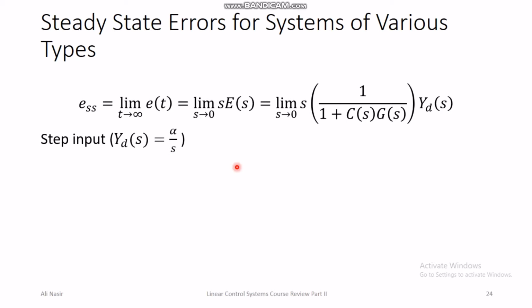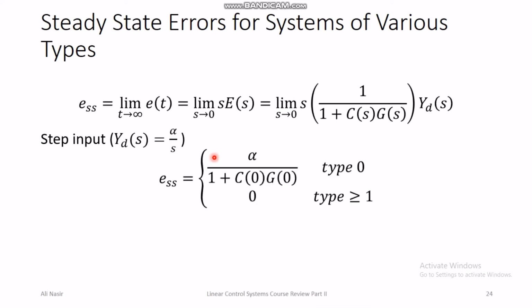If you have a step input, that means Y_D is 1 over s, or alpha over s in general. Then you can plug in the value of Y_D, and the steady state error turns out to be, if the system is of type 0, alpha over 1 plus C(0)G(0). If the system has type greater than or equal to 1, then the steady state error with respect to a step input is always 0. This is how you calculate the steady state error for systems of different types.